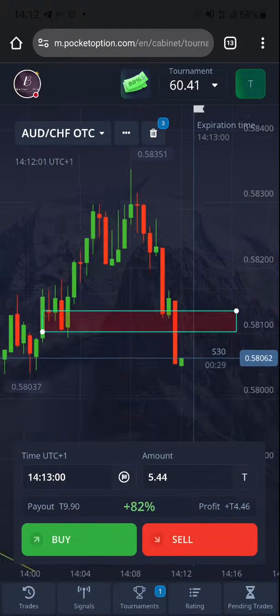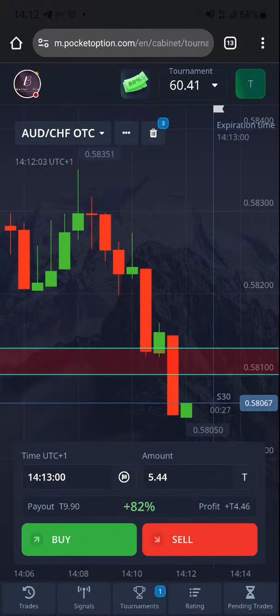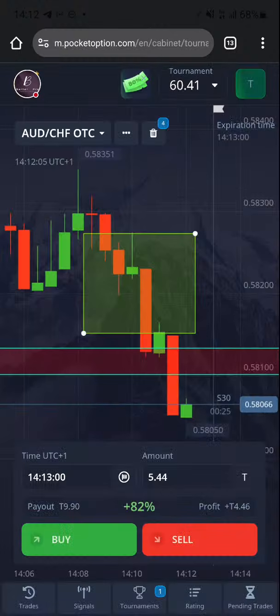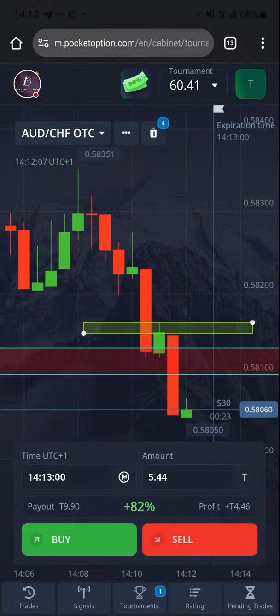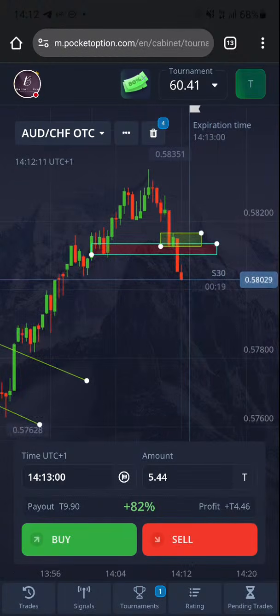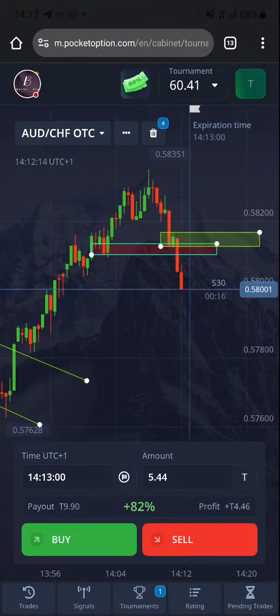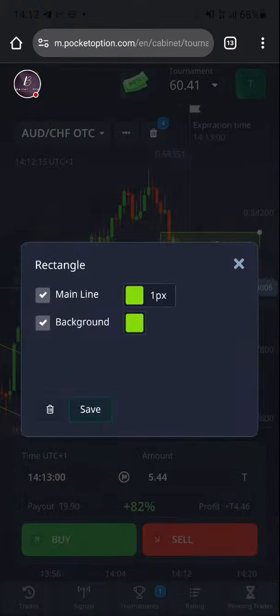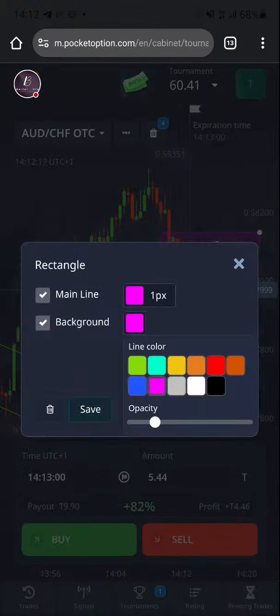Let's check for entry. This is going to be our entry. Now we're going to take the trade. So we're waiting for price to come back here now. We'll take the trade. This is going to be our entry. Let's just be patient and wait for this.